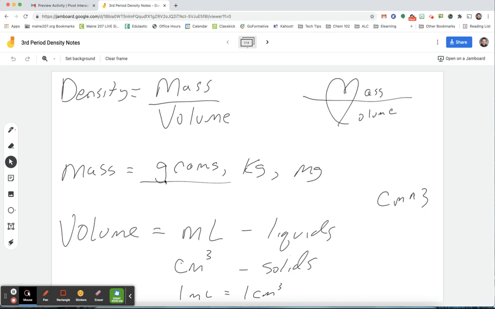We measure mass in grams, kilograms or milligrams, but usually just grams. Volumes either in milliliters or centimeters cubed. Now, centimeters cubed and milliliters are equivalent to each other. They mean the exact same thing. The definition of a milliliter is a box 1 centimeter on each side. So you can interchange those two back and forth whenever you want. We typically use centimeters cubed for solids and milliliters for liquids.